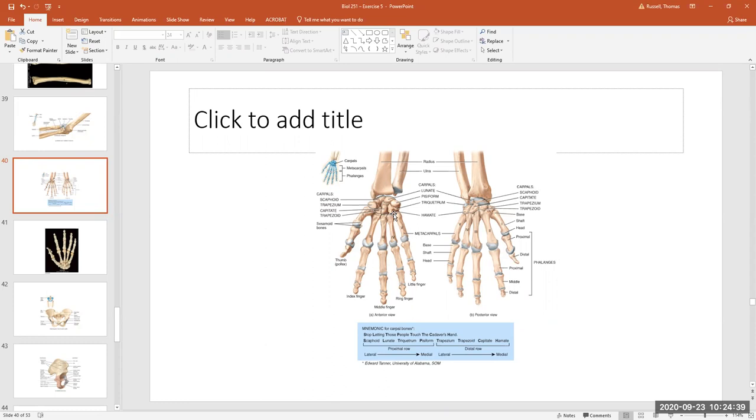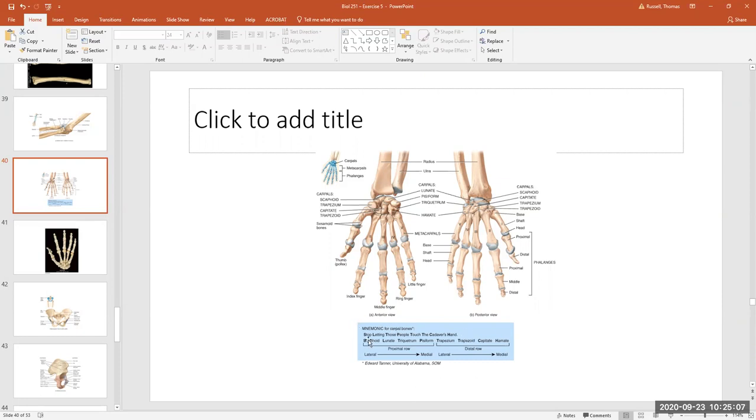Now, the hamate can be seen from both angles, from the anterior view and the posterior view. The triquetrum can be seen better from the posterior view than the anterior view, because you only see that little piece of it. And the reason for that is this pisiform bone. The pisiform right here can only be seen from the anterior view.